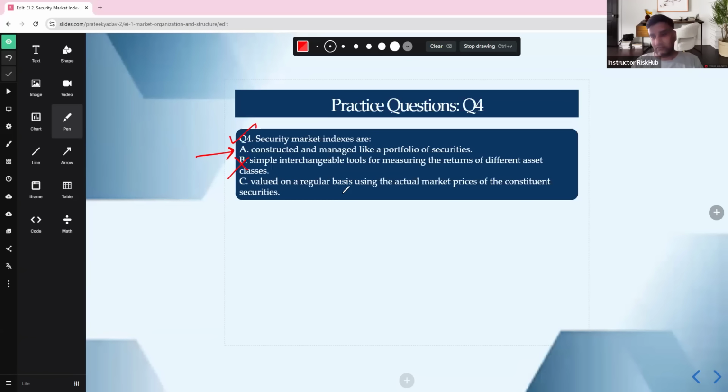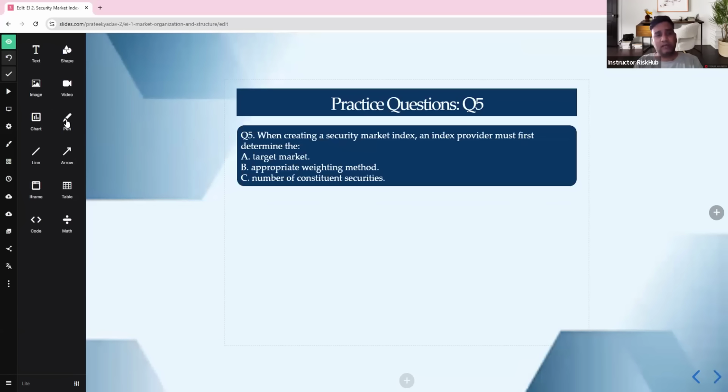But the definition is much broader. I'm not saying this is totally wrong. They do that, but what is more important is this one: constructed and managed like a portfolio of securities. So they're valued using prices, but please keep in mind the more accurate one is this one. An index is equal to a managed portfolio, not just a number. Also keep in mind that it reinforces the concept that an index behaves like a portfolio manager's construct.